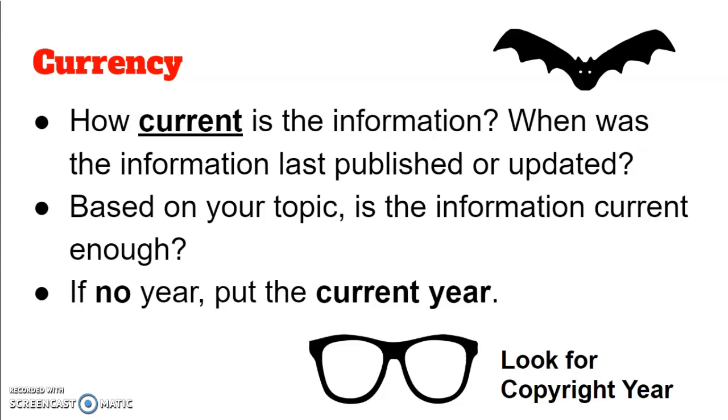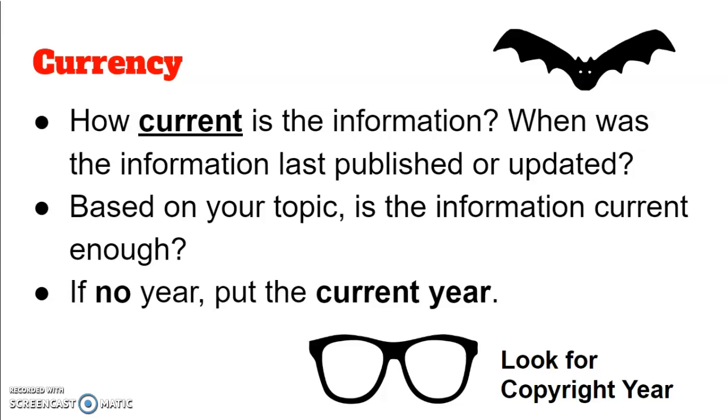Usually at the bottom, you look for that copyright symbol, just like when we were citing websites. If you do not see a year, you assume that it has been updated to this date, and then you would put the current year. So if we do not see a date at the bottom, we're going to assume that all information is current to 2020.